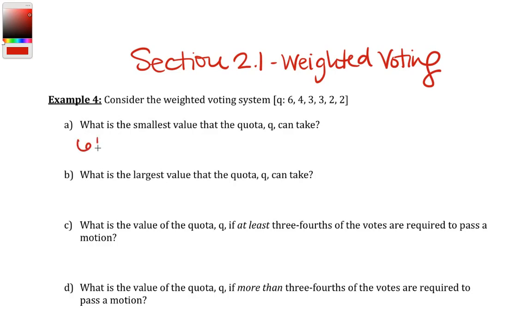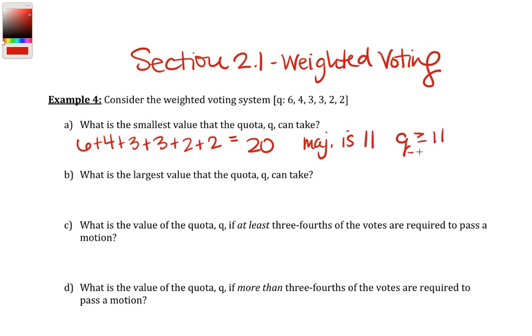So let's first figure out what the total number of votes is, and that is a total of 20. All right, which means that the majority is 11. So Q has to be at least 11, meaning that 11 is the smallest value Q can take.